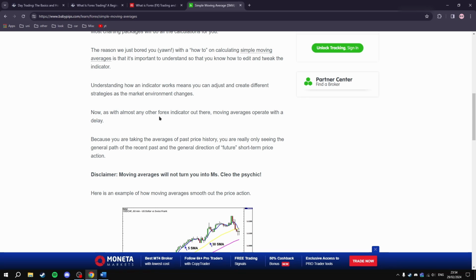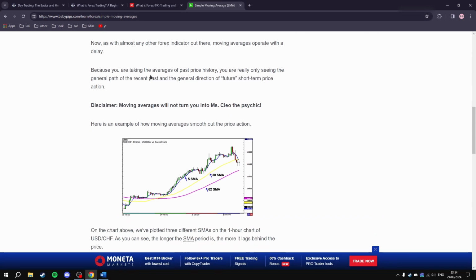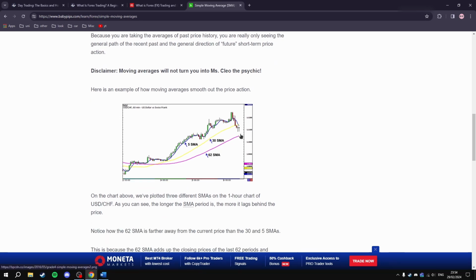Now, as with almost any other Forex indicator out there, moving averages operate with a delay. Because you are taking the averages of the past price history, you are really only seeing the general path of the recent past and the general direction of the future short-term price action. Disclaimer, moving averages will not turn you into Miss Cleo the Psychic. Here is an example of how moving averages smooth out the price action. 5 simple moving average, 30 simple moving average, 62 simple moving average.